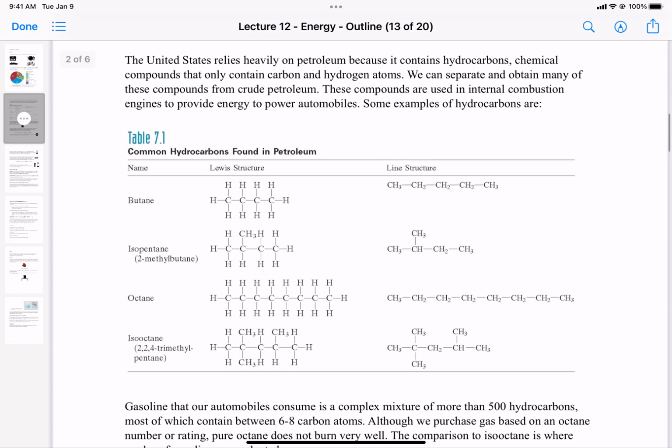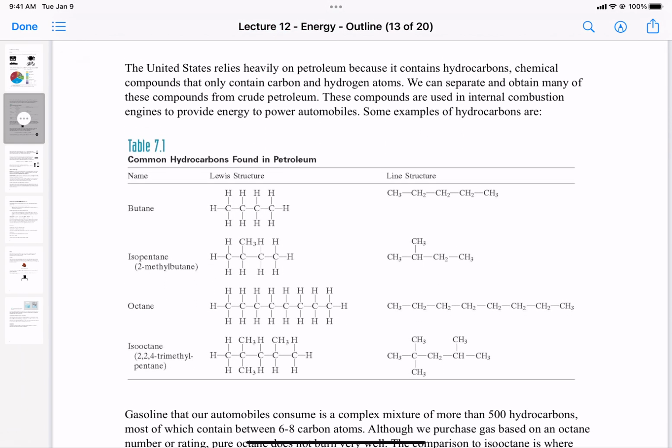Okay. So we rely on petroleum because it contains hydrocarbons, which are compounds that only contain carbon and hydrogen atoms. And there are many compounds in crude oil that allow us to use it for energy because it's a good source of energy because of the high heat content within the molecules. So this is where pretty much gasoline comes from.